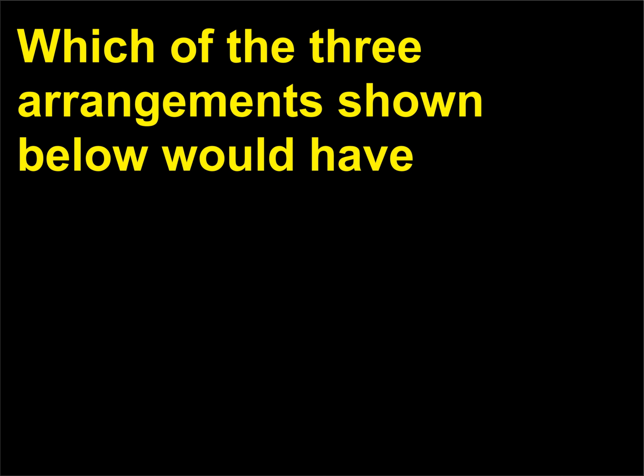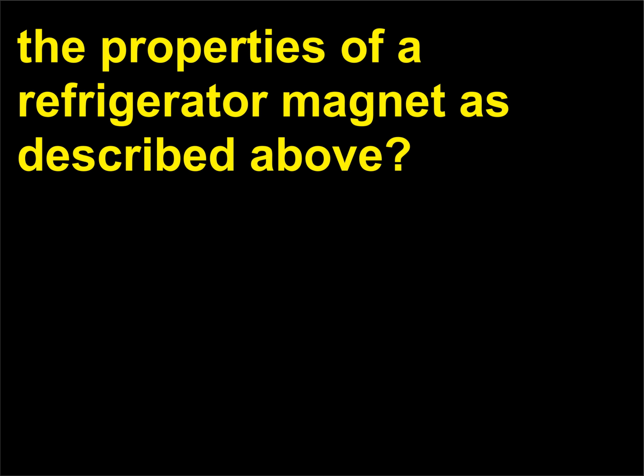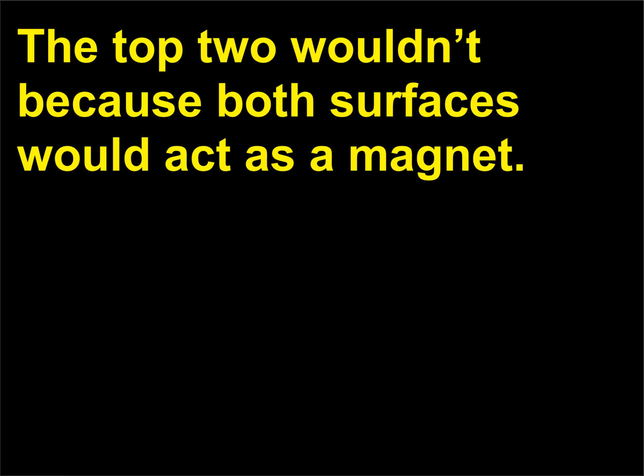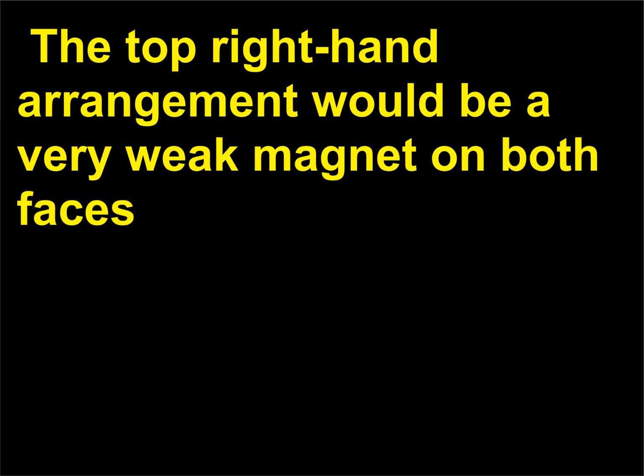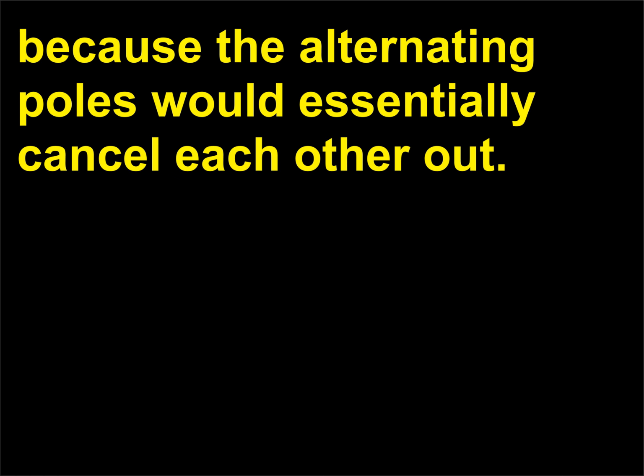Which of the three arrangements shown below would have the properties of a refrigerator magnet as described above? The top two wouldn't, because both surfaces would act as a magnet. The top right-hand arrangement would be a very weak magnet on both faces, because the alternating poles would essentially cancel each other out.